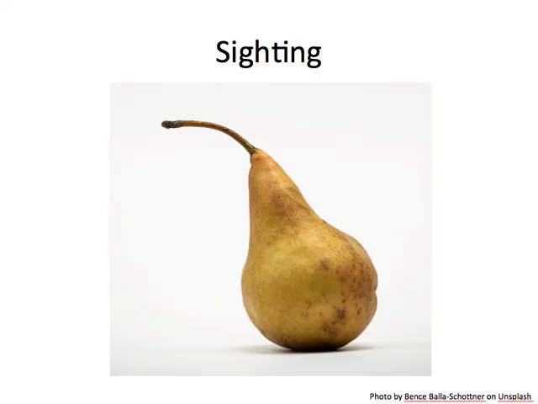The sighting technique is also good for understanding angles. Notice that the pear is angled. And in your drawing, you would want to make sure that the amount of inclination that your pear has is similar to the pear that we are observing. So you can use the sighting technique in this case.